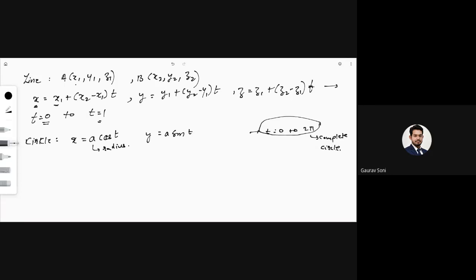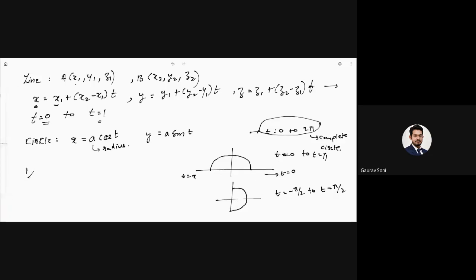If I have a semicircle, just the upper part of the circle, then at this point t is equal to 0, and at this point t is equal to pi. So if we have a semicircle, then t is running from 0 to pi. If we just have this part of the circle, then t is running from minus pi by 2 to pi by 2. So depending on which part of the circle is asked, accordingly I will have to decide the value of t.